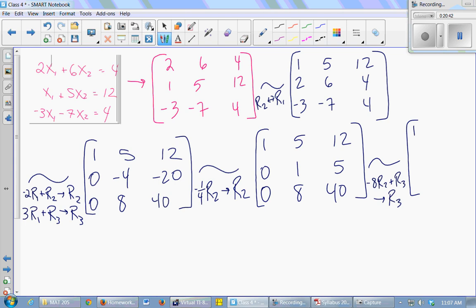So rows 1 and 2 don't change. 1, 5, 12, 0, 1, 5. 1 and 2 don't change. Get a new row 3. Negative 8 times 0 is 0, plus 0 is still 0. Negative 8 times 1 is negative 8, plus 8 is 0. And negative 8 times 5 is negative 40, plus 40 is 0.